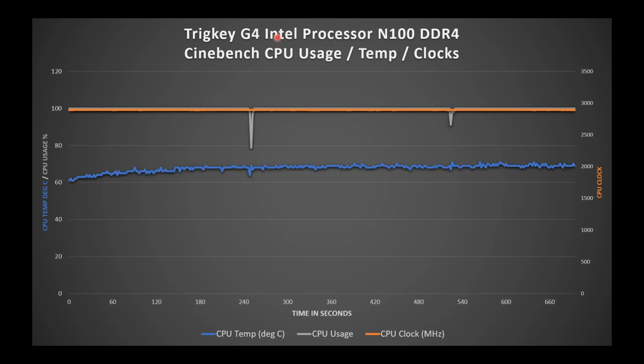Now compare that with the G4 with the N100 DDR4, and you can see here temperatures are much better, about 60 to 70 degrees Celsius, and then it was pegged at about 2,900 megahertz throughout the test, and also at 100% CPU usage. Now I will talk about the fan noise for a second, and I'll go into a little bit more detail later, but the G4 did tend to have much more audible fan noise throughout the test, and also in general, even at idle, tends to be a little bit louder than the other guys, but that may be a part of it. It may just have better cooling performance in general.